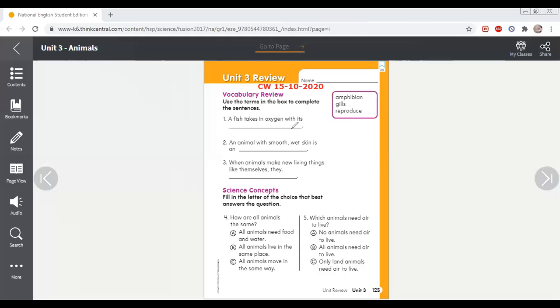So how do the fish breathe in the water? Is it amphibian? Is it gills? Or is it reproduce? How do the fishes breathe? Yes, they breathe with gills. So write your answer. Gills.